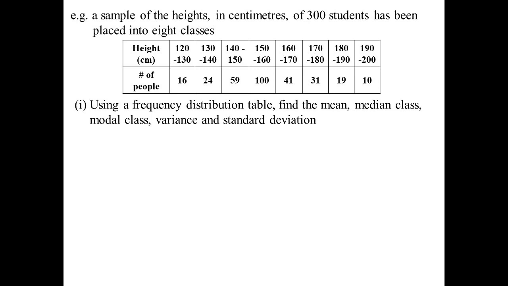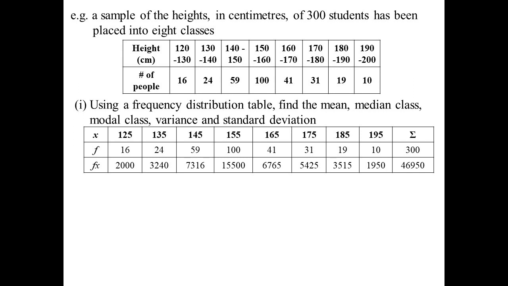So let's create our frequency distribution table. You'll notice I've added in not only frequency there, but also the fx, so frequency times score. The score, you'll notice for the first class, we're going from 120 to 130, so I'm assuming 125, that's the middle. Every score is going to have 125. Next one, every score is going to have 135, and so on, and so on.